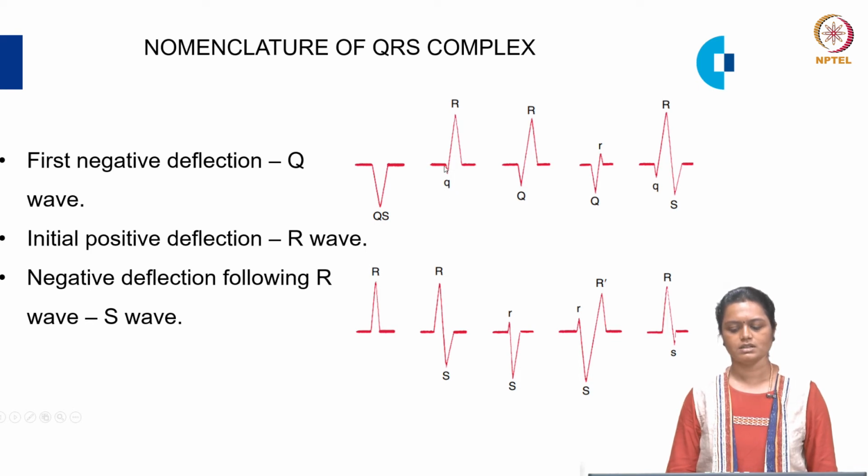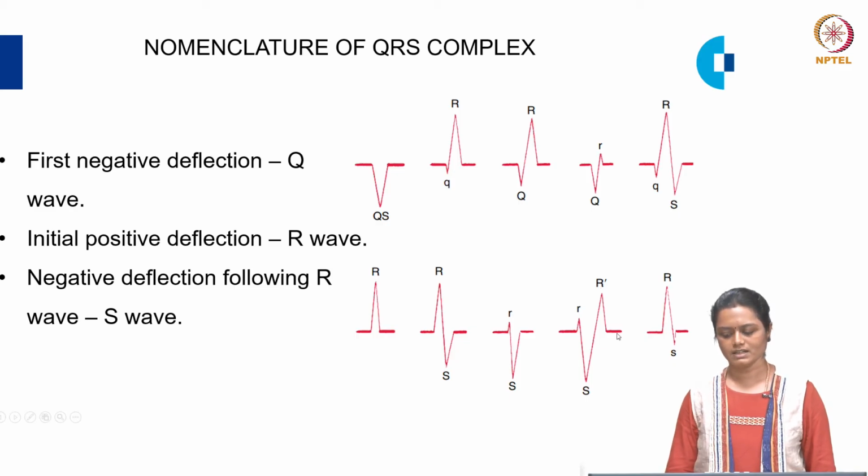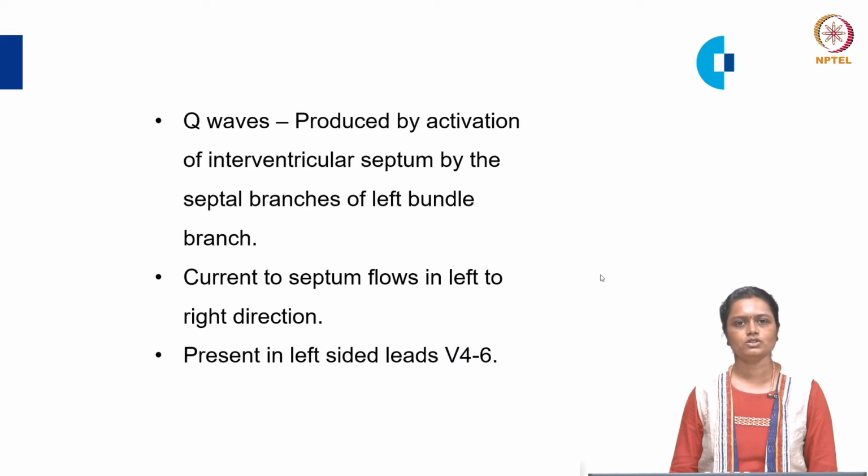This is because if the amplitude of the recorded wave is small, it will be denoted by a smaller alphabet, and if the amplitude is significantly more, it will be denoted by a capital alphabet. You can also see some letters mentioned as R prime. What that means is, if you have a second waveform or second positive deflection, then you use the prime to differentiate between the 2 waves. So, now coming to the Q waves.